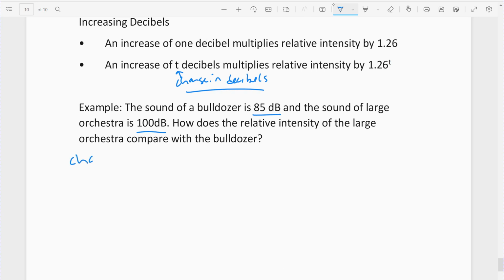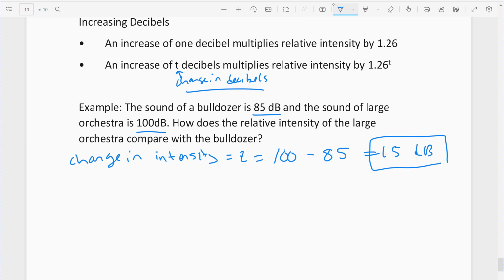Well, you find the change in decibels, that's the T part. You take the bigger decibels minus the smaller decibels, so you get 100 minus 85. So the change is 15 decibels. So how much does a 15 decibel change affect the intensity? And we're going to use this number.